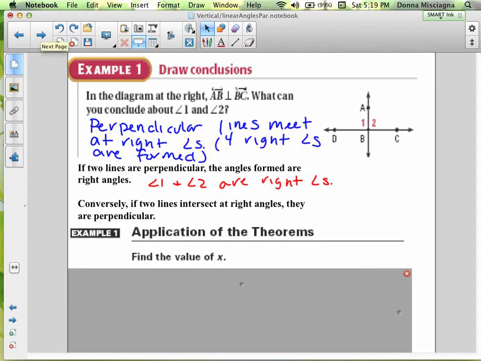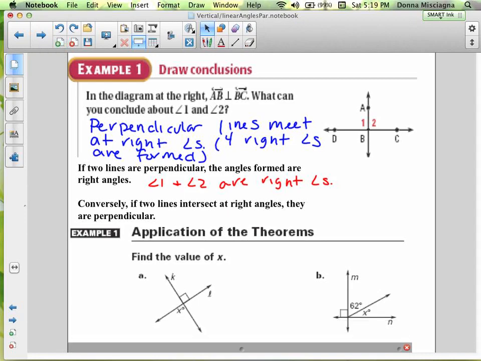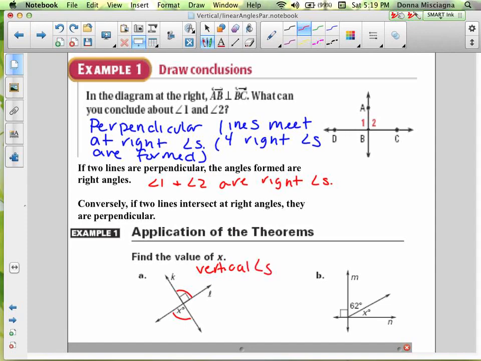So here we have a little application. We want to find the value of x. We know that when we see the box there, that box means a right angle. We know that these two angles are vertical angles. Therefore, x is equal to 90 degrees because vertical angles are always congruent. So we can find the measure of something and then justify it with one of our definitions or postulates.